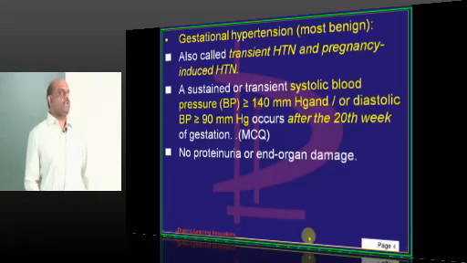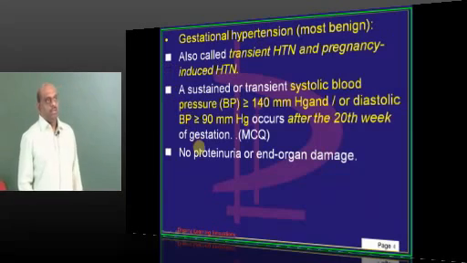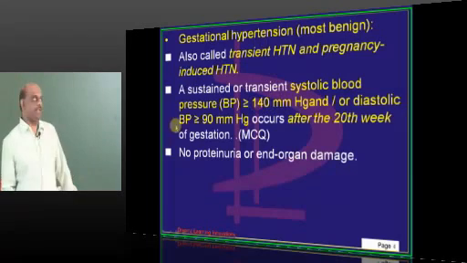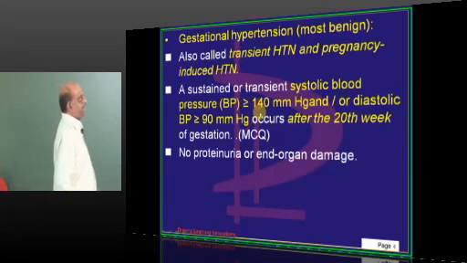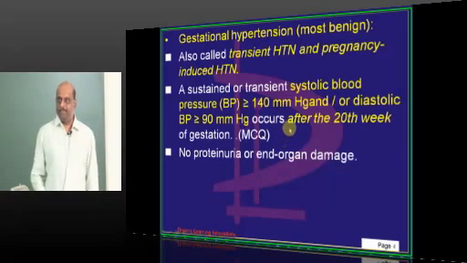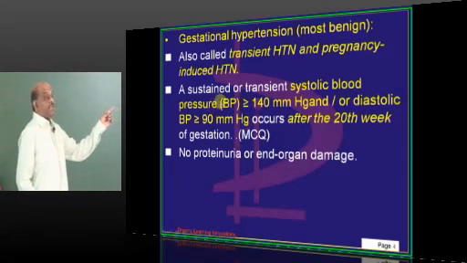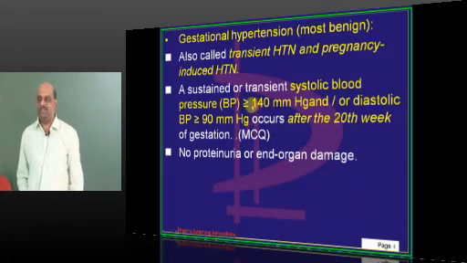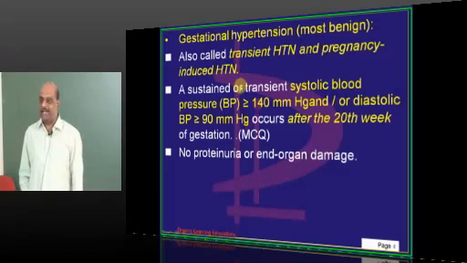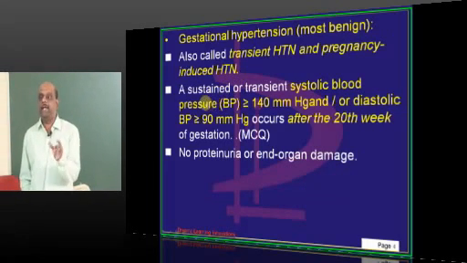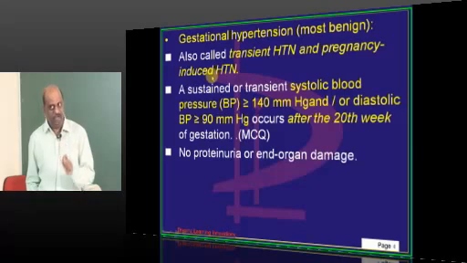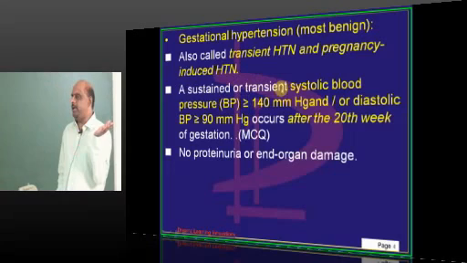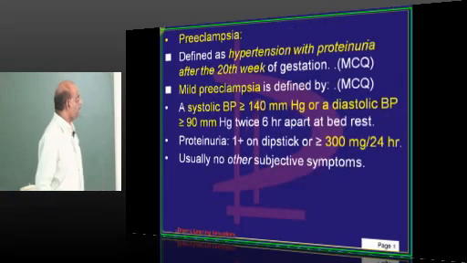Then gestational hypertension. It is also called transient hypertension or pregnancy induced hypertension. Once more, criteria are the same. Systolic more than 140, diastolic more than 90, but after the 20th week of gestation, then you call pregnancy the culprit. Pregnancy induced hypertension, that word 20 once more, after the 20th week is very important to be remembered. Even in these people there will be no proteinuria, no end organ damage.